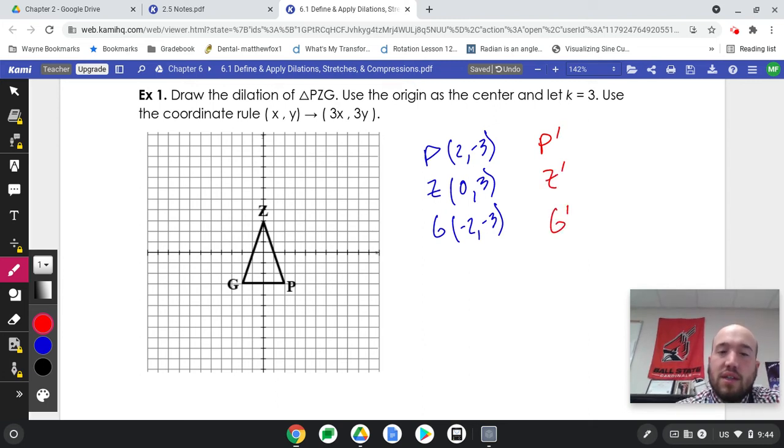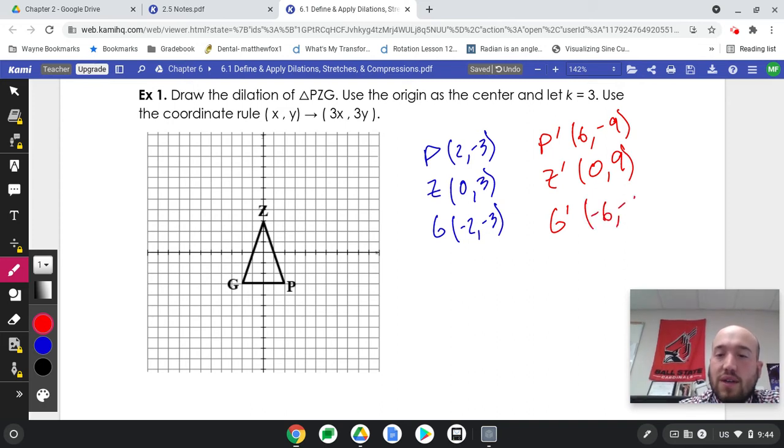So P prime, to get that, we just take 2, negative 3, we multiply each of those by 3. So that's going to become 6, negative 9. For Z prime, it'll be 0, 9. And G prime will be negative 6, negative 9. Now all we have to do is plot these new points. So P prime over here, right 6, down 9. Z prime is up 9.